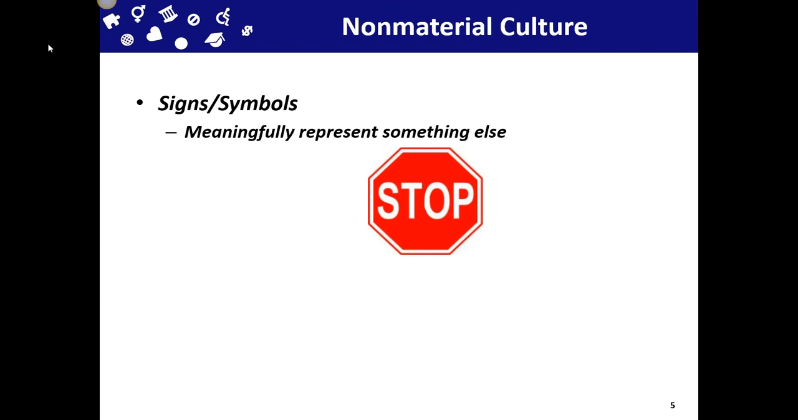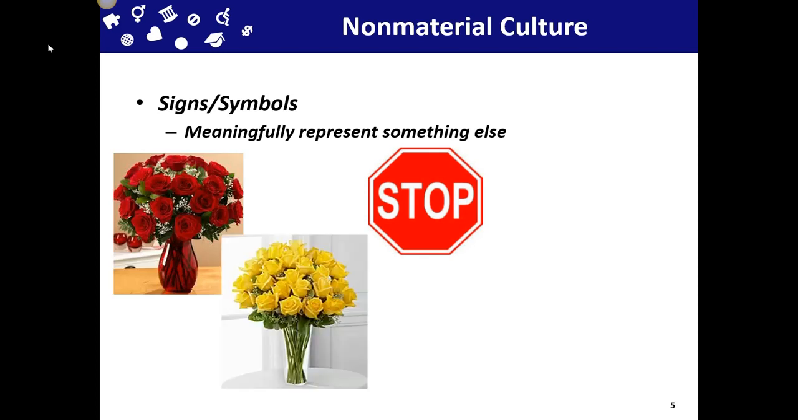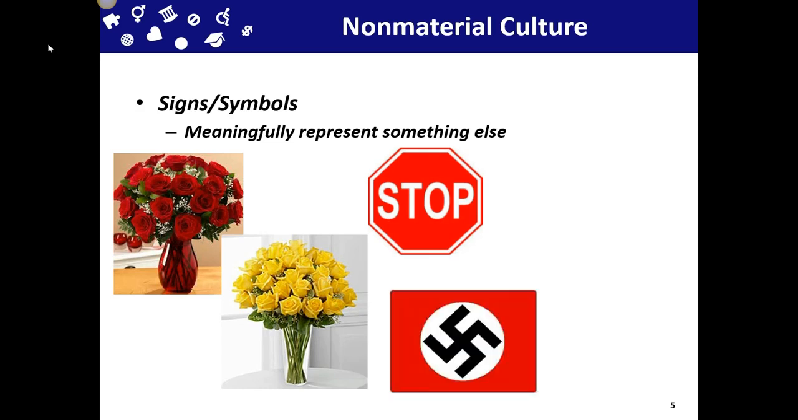Now you might be thinking, but wait a second, when I drive down the road and see a stop sign, it's made of metal, it's a material object. Well, you're not wrong. Stop signs are material objects, but what's most important about them is the meaning they carry, not their use as a physical object. That's why we classify the stop sign as a symbol under non-material culture rather than as a component of material culture. Other signs or symbols are flowers. They meaningfully represent love or care, congratulations, all the different reasons that we would give someone flowers.